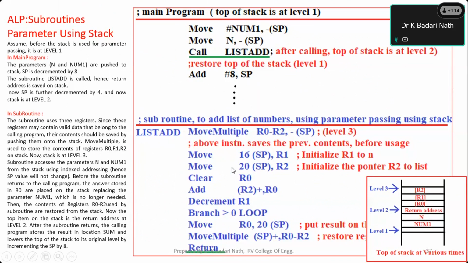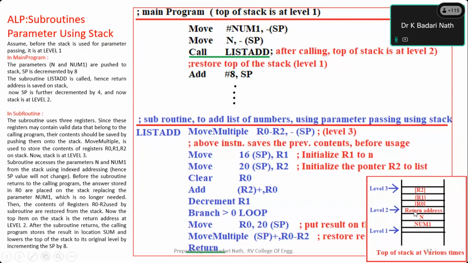First of all, I should be able to fetch the data which has been passed to the subroutine. That is nothing but arguments. What are the 2 arguments we have passed? Num1 is one argument I have passed, and n is another argument I have passed. n is available on the top, and below that num1 is available.